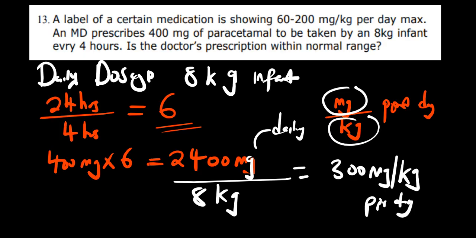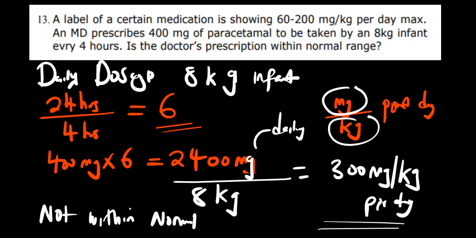Now look at the range. The label of a certain medicine shows the per day maximum. An MD prescribes that. Is the doctor's prescription within the normal range? It's not really within. Actually, this is higher, right? 300 milligrams per kg per day is not within the normal range, because the range is from 60 to 200. So that is our answer.